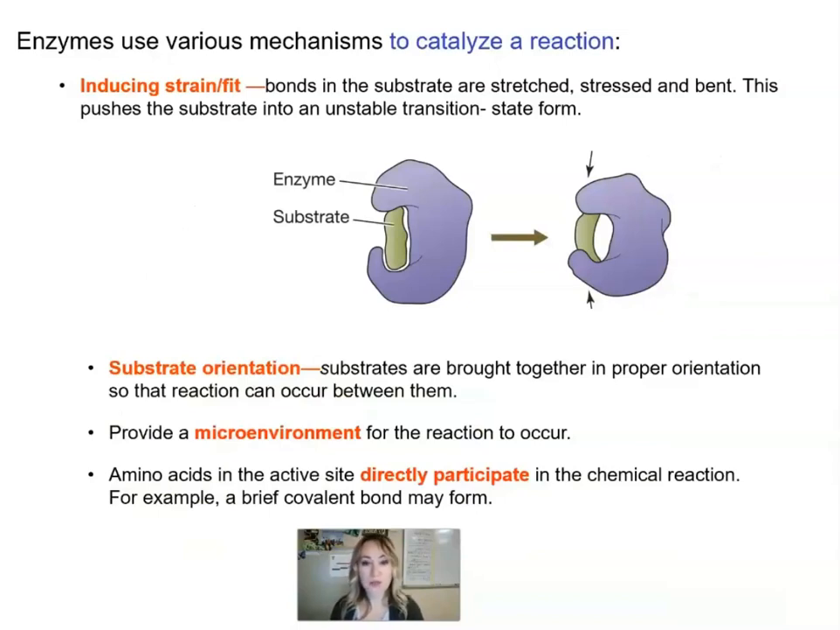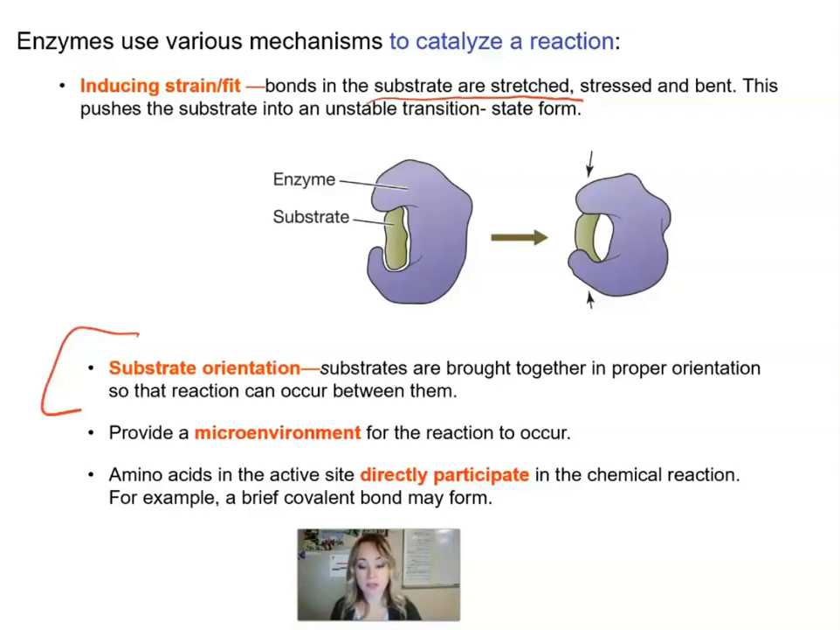And then, of course, the bonds in the substrate are going to be stretched and pulled and bent, and of course this is going to push the reactants into this unstable transitional state so that way the reaction can actually proceed forward. So another way an enzyme can catalyze a reaction is basically providing this correct configuration or positioning or orientation for the substrates to come together. So when they come together, then of course the reactions are going to be happening between them.